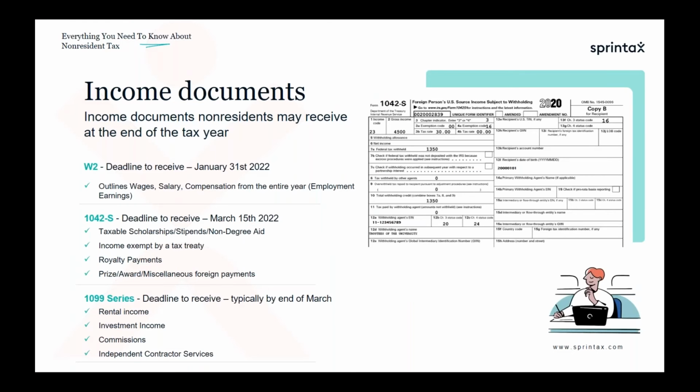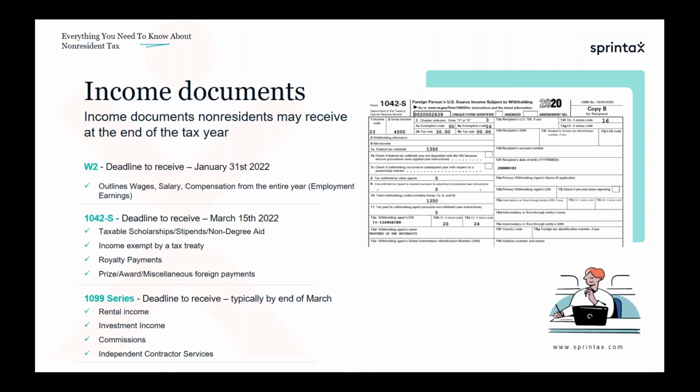Next, a very important slide around some of the income documents that you might receive to report the income that you've received during the tax year. And if you receive any of these income documents, you'll need to report them on your tax return. So the W2, the 1042S, and the 1099 series documents. The W2 is probably the most common and will typically outline any wages, salary, or compensation that you earned during the tax year, as well as the taxes that were withheld on that income. The deadline to receive a W2, if you are due to receive one, is by January 31st, 2022.